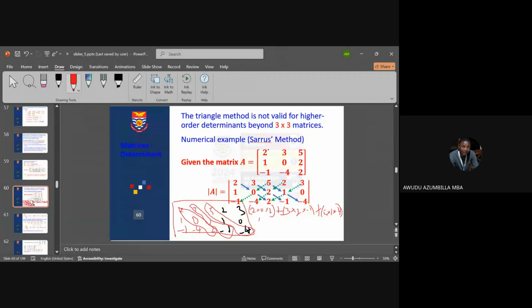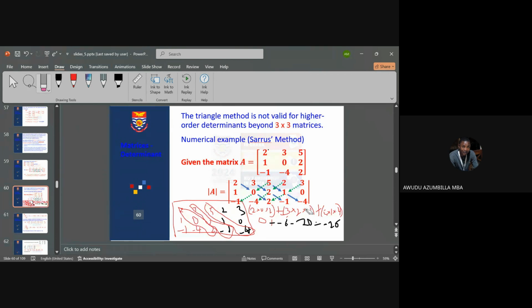So here it's going to give you 0. Here is going to give you minus 6, plus minus 6. And here is going to give us minus 20. Is it minus? Minus 20. So at the end, we are going to get minus 26.